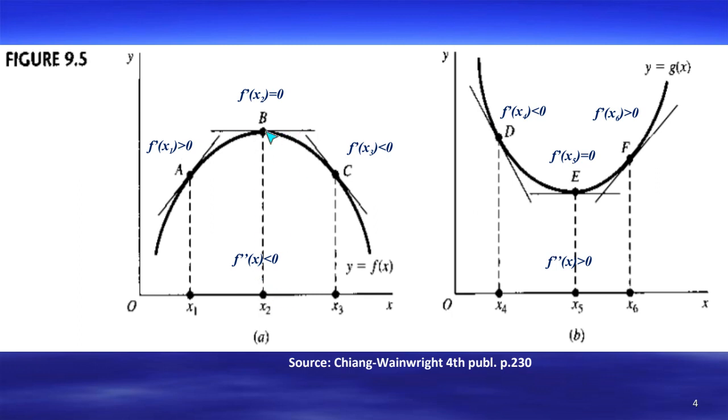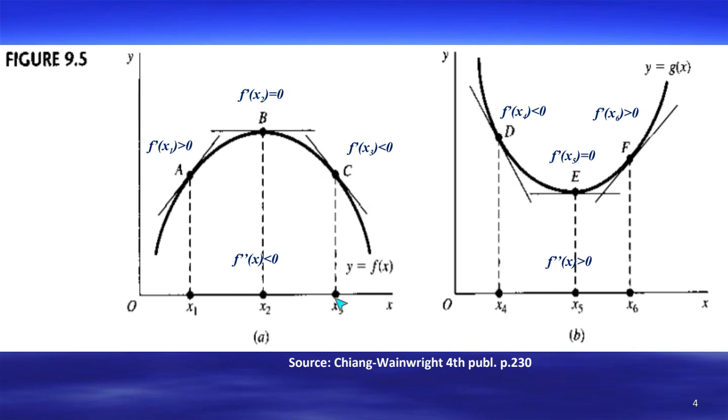Then at x2, at the point B, the slope becomes zero. When we say slope of a function, we mean the slope of the tangent line passing by A. Here the tangent line is passing by B. It just touches at one point. So the tangent line to the function at the point B, which is at x2, has a zero slope, meaning the first derivative of the function f at x2 is zero.